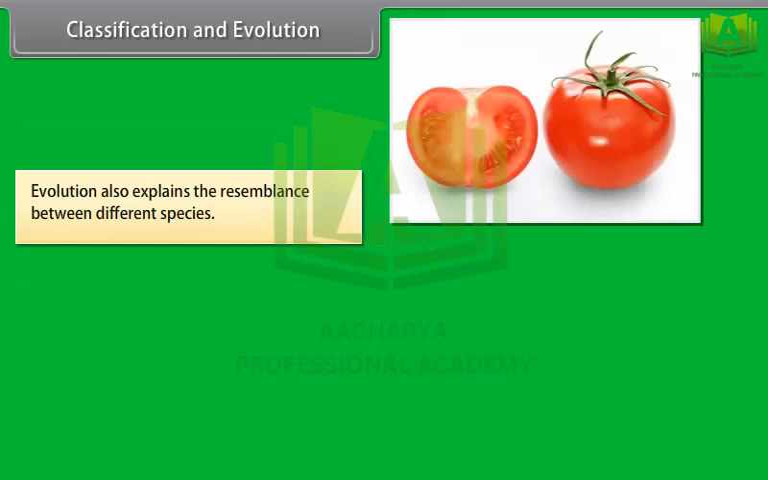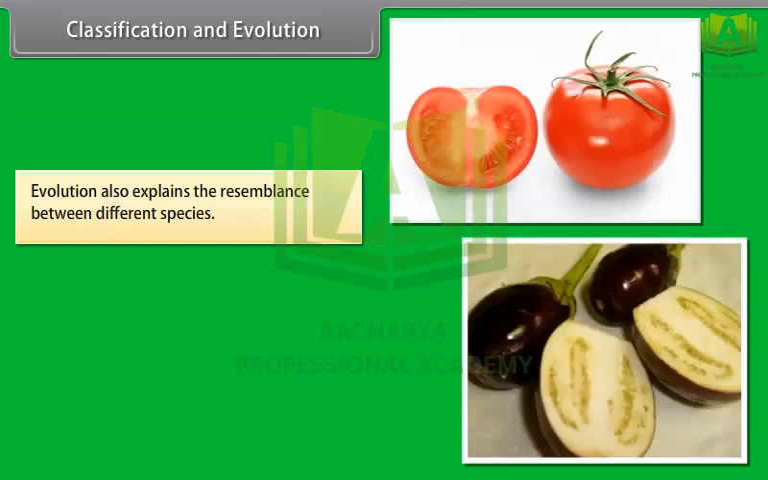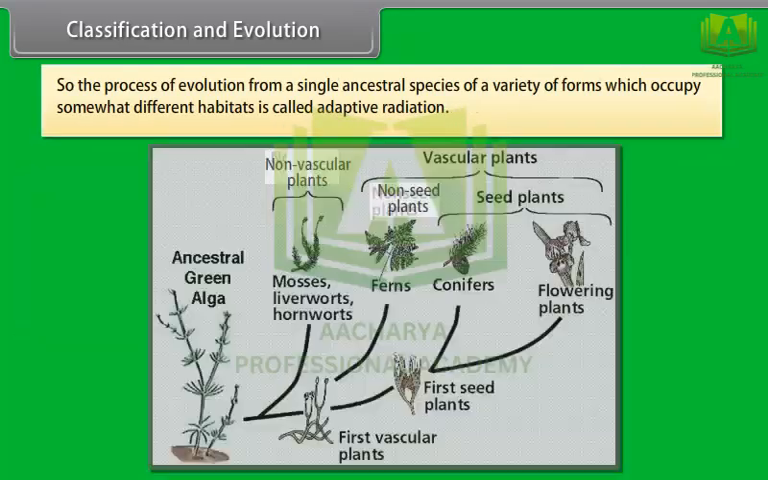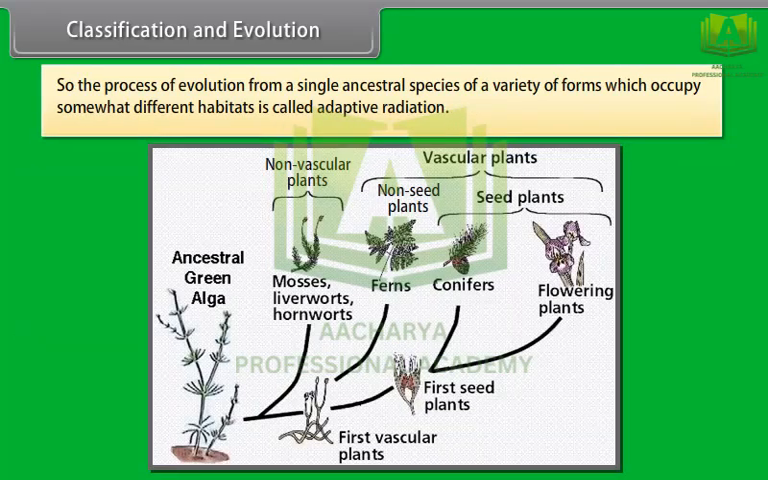Evolution also explains the resemblance between different species. This is due to the reason that all these species are related by descent, having a common ancestor. So, the process of evolution from a single ancestral species of a variety of forms which occupy somewhat different habitats is called adaptive radiation.